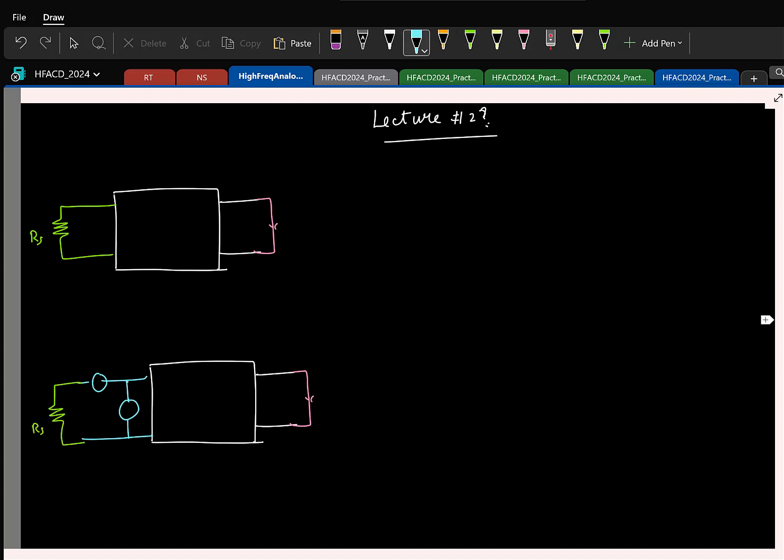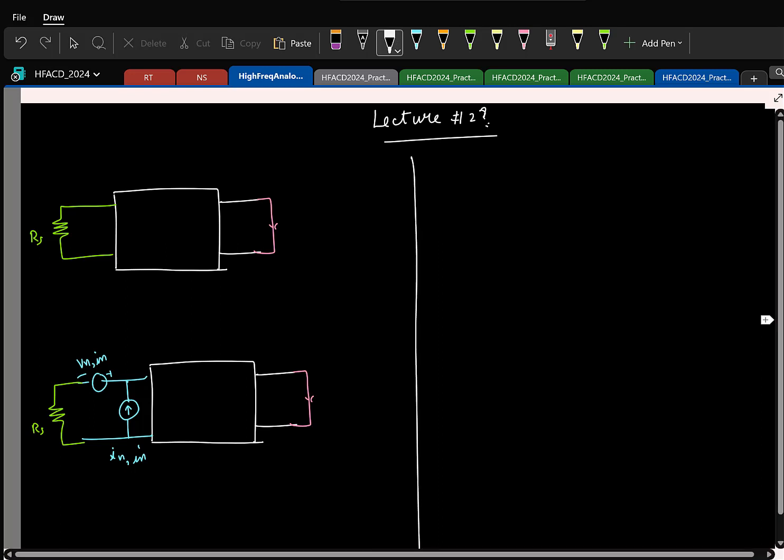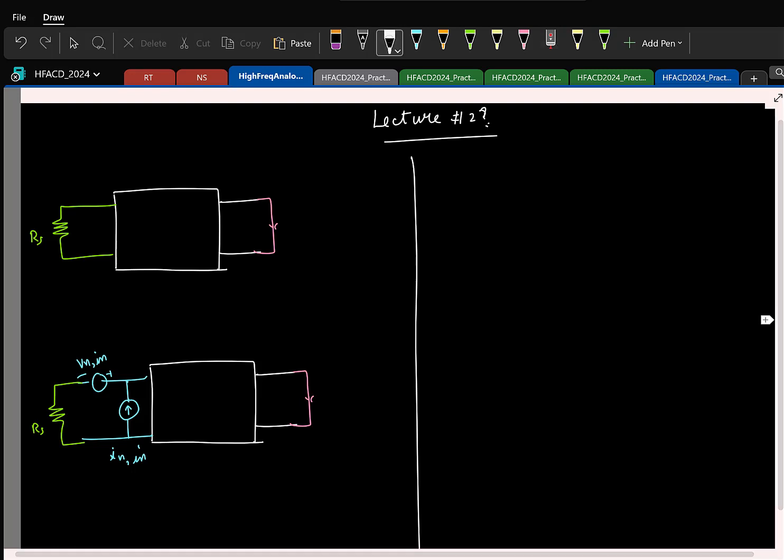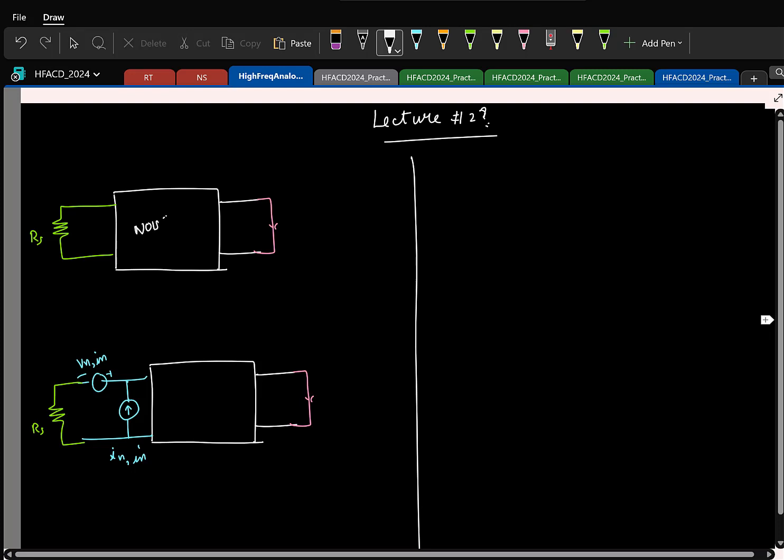So this is the input referred noise voltage. I'll call it Vn in. This is the noise current In in. And we also saw how we can go about computing this voltage and current. Firstly, to find the voltage, we wire up this case. Let me just write it. This is noisy, this is noiseless.